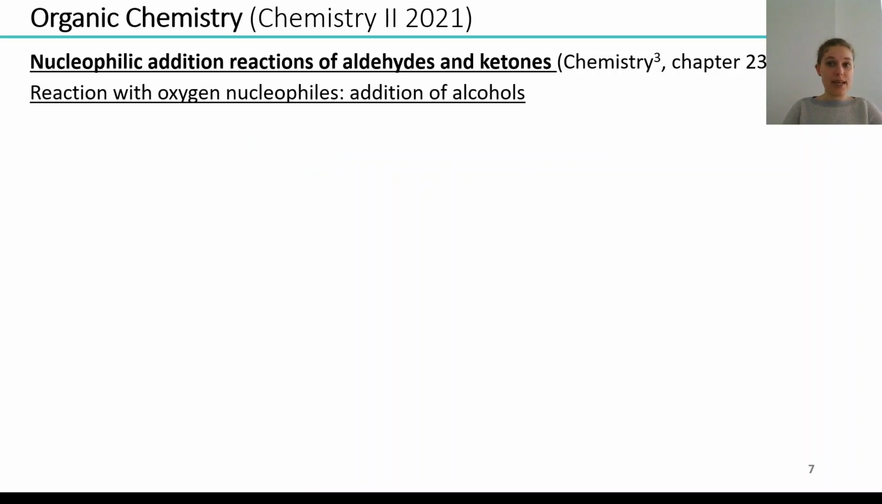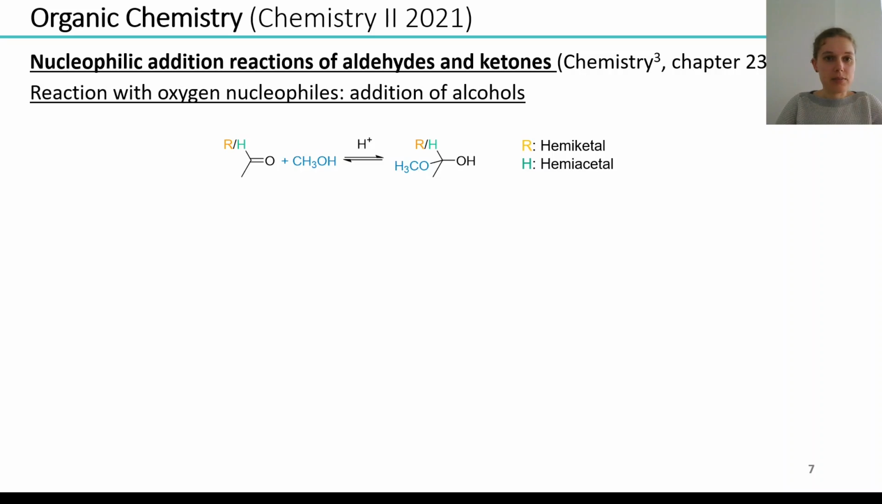Alcohols represent other oxygen nucleophiles, and the addition of an alcohol to the aldehyde or ketone yields hemiacetals or hemiketals. The overall reaction mechanism is depicted here. We start with an aldehyde or ketone and we add an alcohol, for example methanol. Then we use again an acid catalyst, and then we produce this molecule here.